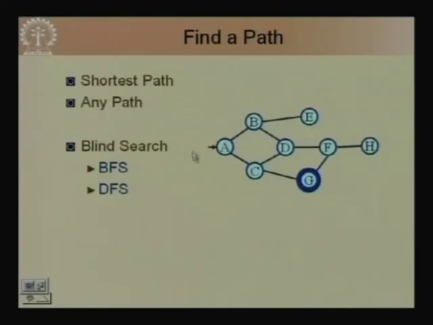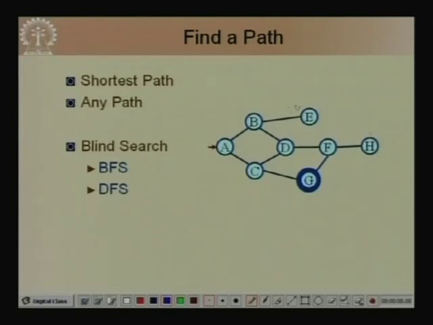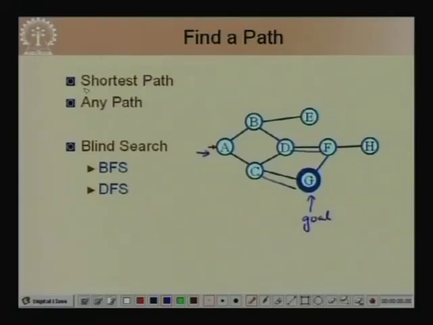Now, this is an abstract example of a very simple state space. We have these 8 states A, B, C, D, E, F, G, H, and these arcs show the connectivity information between the states. A is the initial state and G is the goal state. When we look at a search algorithm, we would be interested in finding a path from the start state to one of the goal states. There are several alternatives for which our algorithm may strive. The objective may be to find the shortest path from the start to a goal state, or to find any path from the start to the goal.